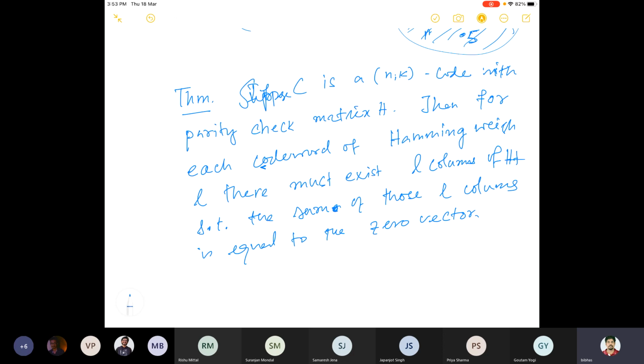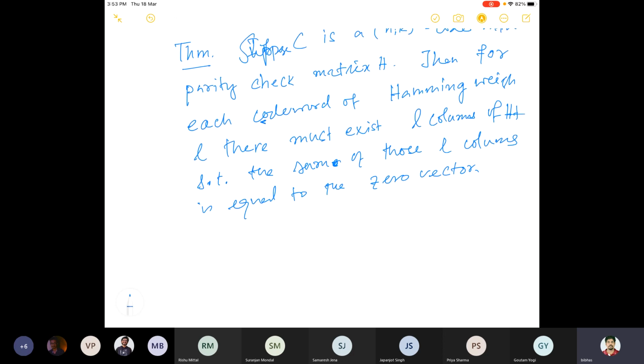Okay, so what is happening? If you have a code word of Hamming weight L, and there are L ones in the code word, then there must exist L columns in H whose sum is equal to 0. That means if we just look at the parity matrix and sum up some of the columns, in order to make the sum equal to the 0 vector, you need some minimum number, let's say 2, 3, 5, whatever it is. That means you have a bound for the minimum weight just by looking at the parity matrix H. Okay, and this converse is also true.